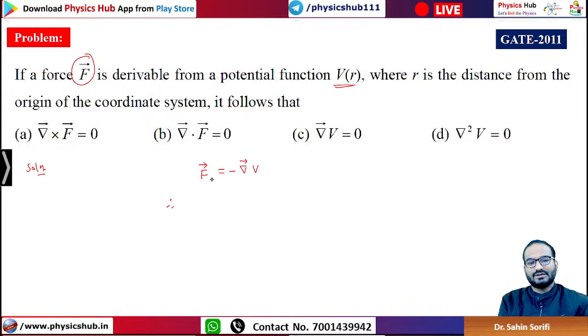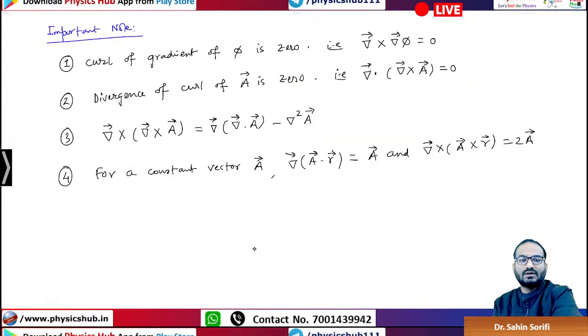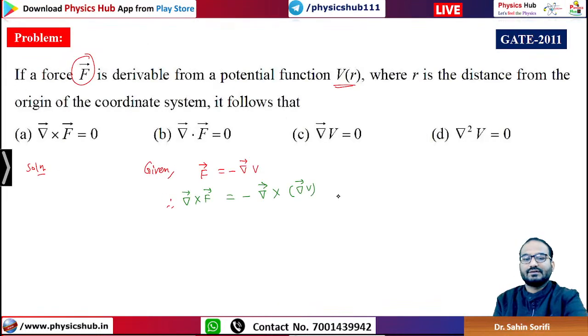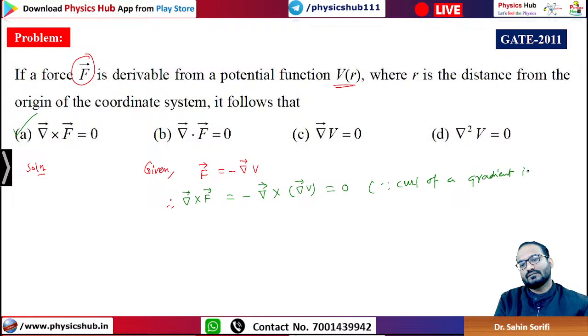So if F is derivable from a potential, and we calculate curl of F, what does it give you? Let's keep minus aside. Curl of grad V. So what is this? Curl of a gradient. What did I tell you? Curl of a gradient is 0. So this value will come out to be 0. Means option A is correct. Here we have used the logic that curl of a gradient is 0.